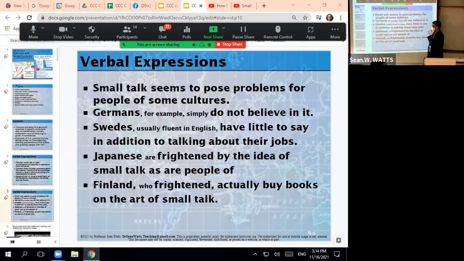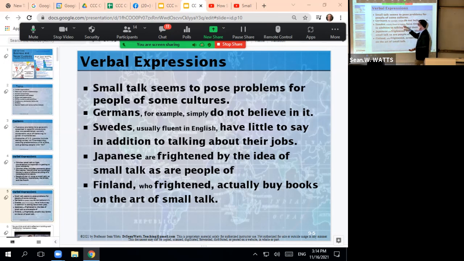Verbal expressions. We're just going to go through a few verbal expressions to start with. Hopefully I haven't offended anybody with this stuff. Hopefully people from other countries can help me improve this. This says small talk seems to pose problems for people from other cultures. For example, Germans do not believe in small talk. Just get right to the point. What do you want? What's the contract? Are we going to do business or not?